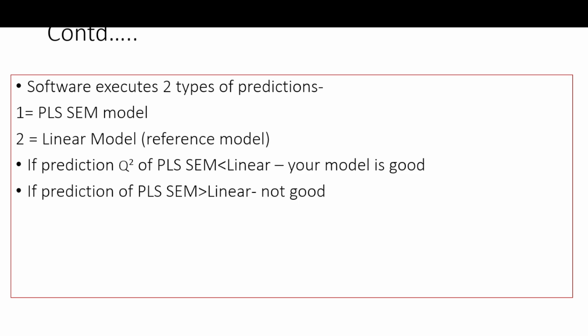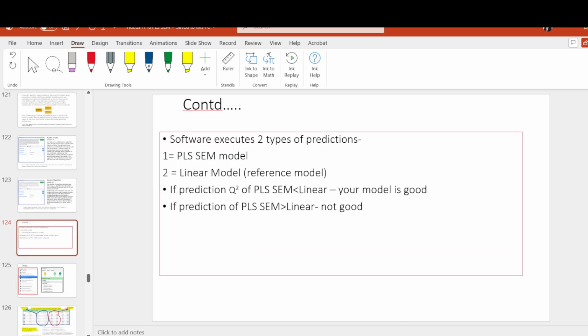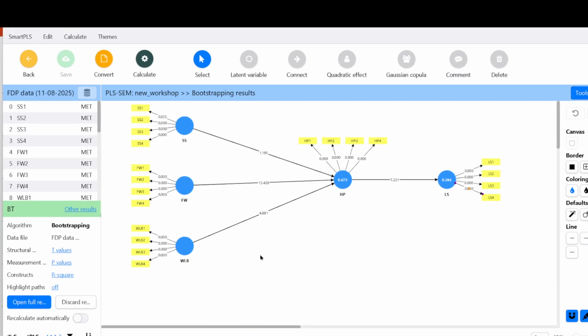Now, how can we execute this with the software? So I open the software now. This is our ongoing model in which social support, financial well-being and work-life balance, all together these three influence happiness, and happiness leads to life satisfaction.